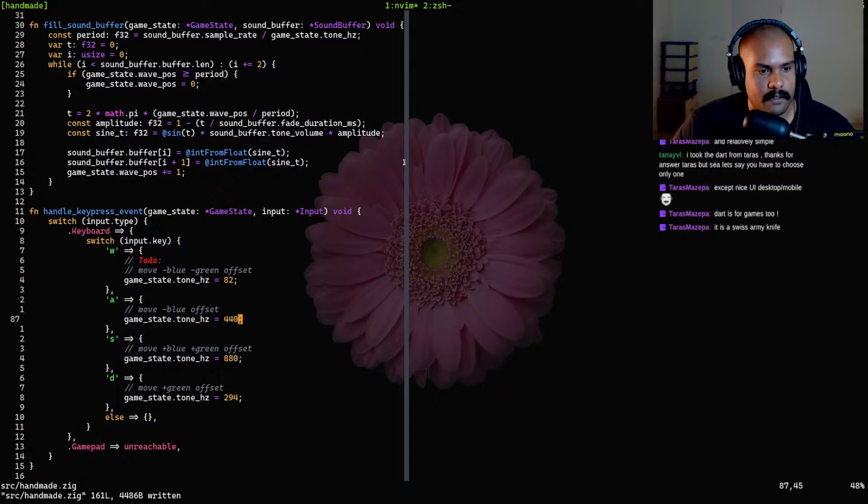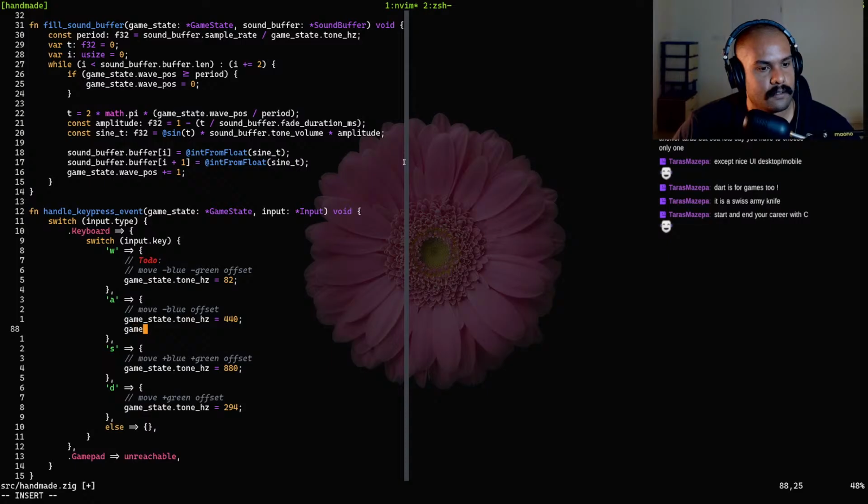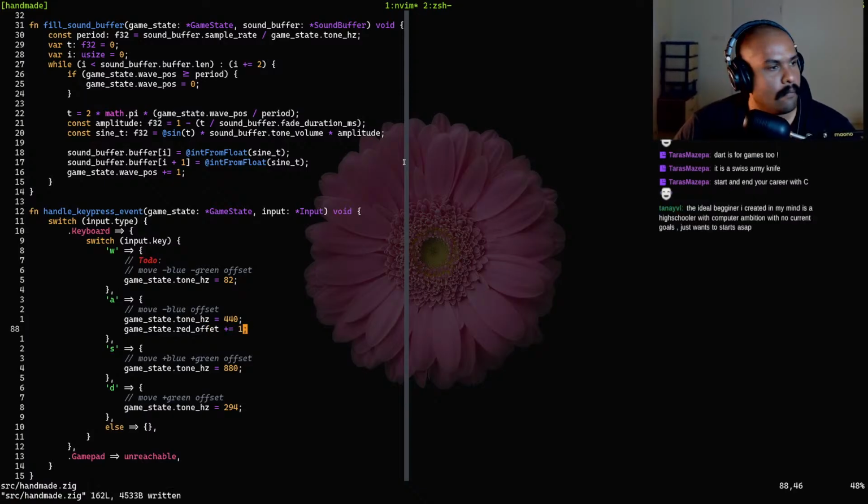Okay, on A. Dot red offset plus equals 1.